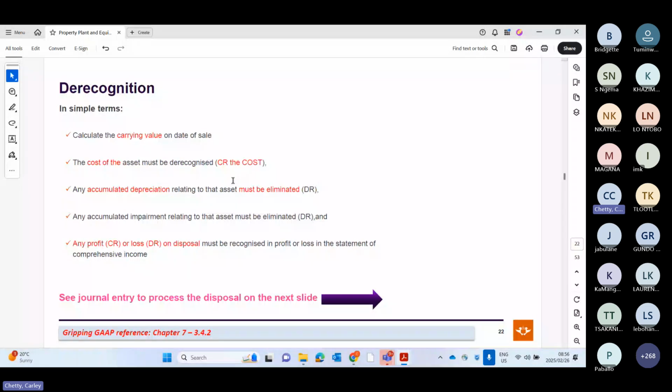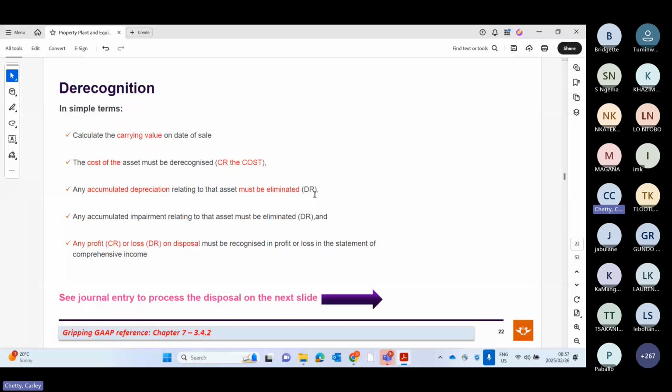So we need to calculate the carrying value on the date of sale or date of disposal. So the cost of the asset must be derecognized. When we bought the asset, we debited the cost. So now we are removing the cost of the asset. We are going to credit the cost of the asset. Then any accumulated depreciation relating to the asset must be eliminated. When we processed the accumulated depreciation, we credited that. So now we are removing the accumulated depreciation, so we are debiting it.